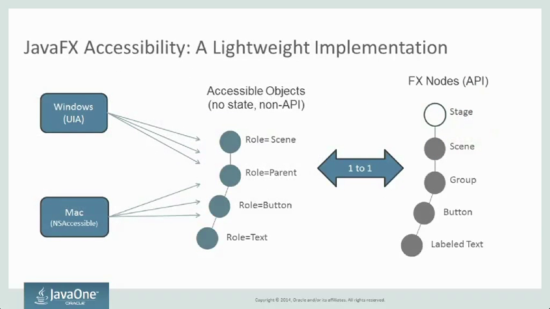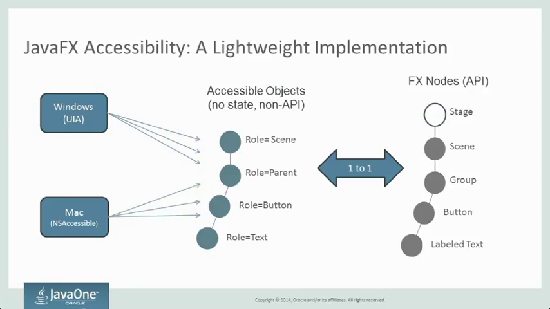So this is just a little diagram that explains, very simply, that the implementation is a lightweight implementation with a one-to-one mapping between accessible objects that have no state and nodes in a scene graph. Other possible implementations would be to have another hierarchy, and that would of course take up more memory, another hierarchy to maintain.